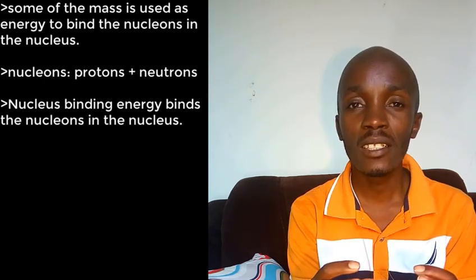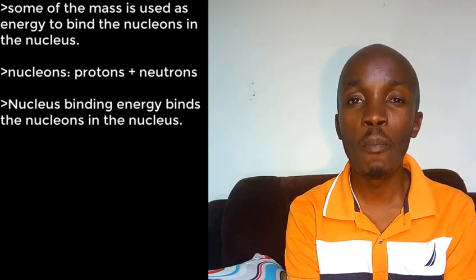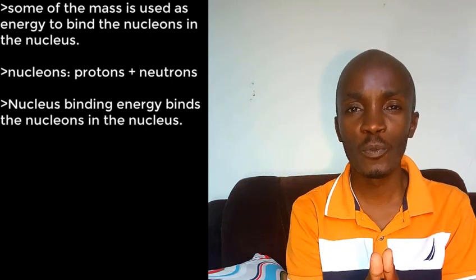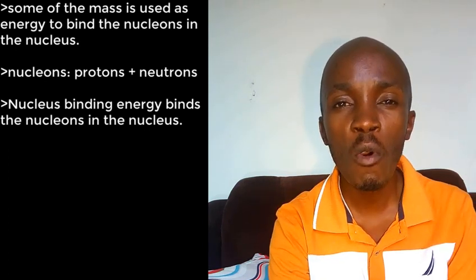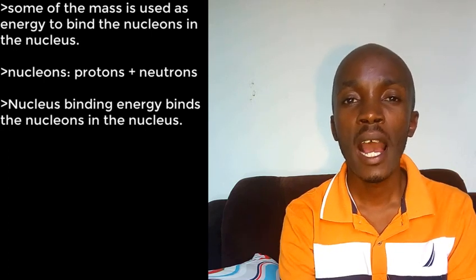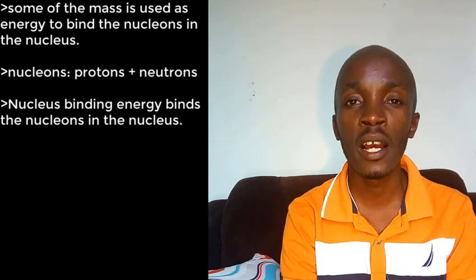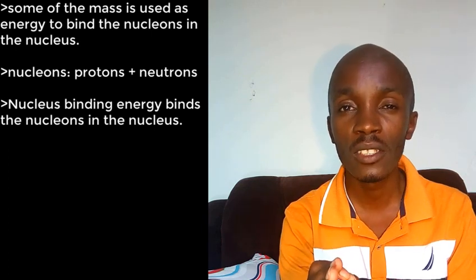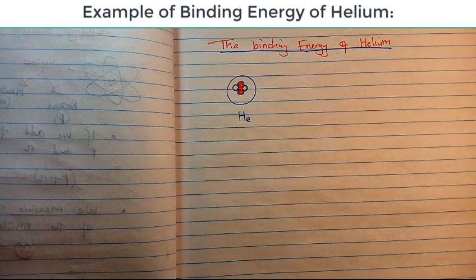How they fit inside the nucleus of an atom, it is energy, what we call the nuclear energy, that binds and holds them together in that small tiny space inside the atom. Now, to sum it all up, the mass deficit is because a small amount of mass has been converted into energy that is used to hold together or to bind together these nucleons in the tiny space that is the nucleus of an atom. Well, we are going to do an example to find the binding energy of helium.